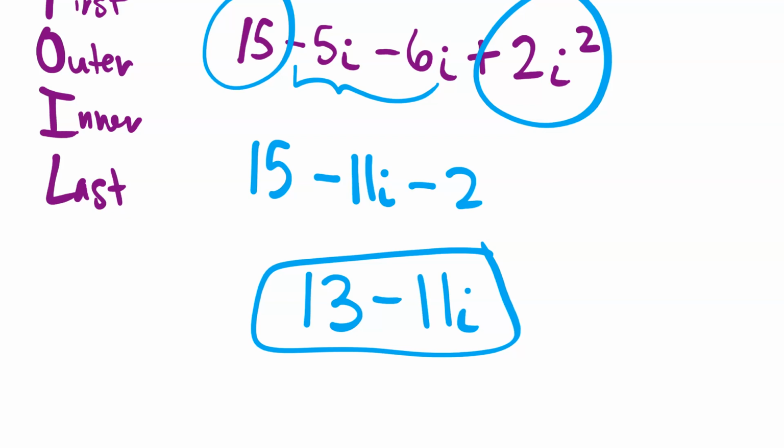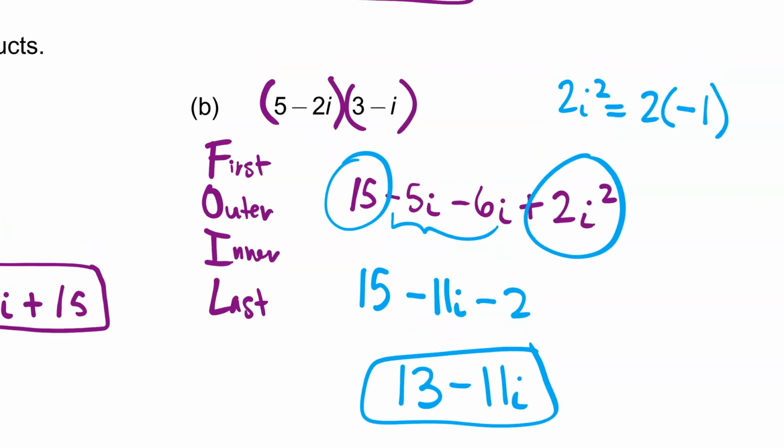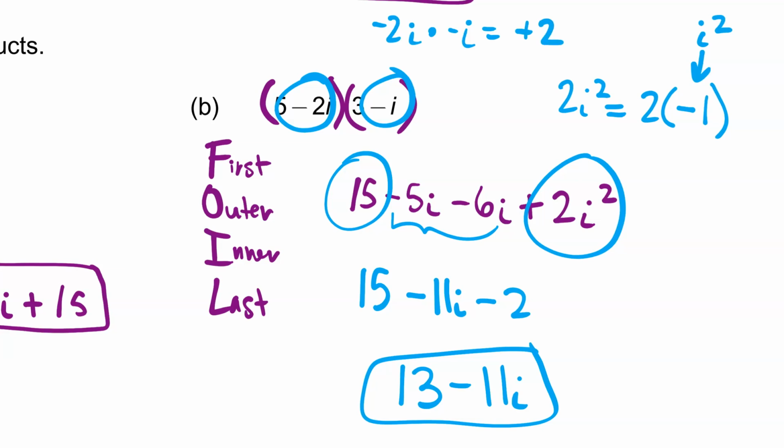Isn't it negative 2? Yes, i squared is negative 1. When I took negative 2i times negative i, negative 2i times negative i is going to be a positive 2i squared. i squared is negative 1, so you're taking positive 2 times negative 1. So it's negative 2.